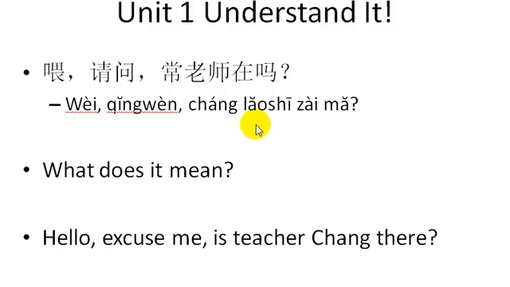Okay, so pay very special attention to the way 在 is used. 常老师在吗? Here we have 常老师, and ma makes it a question. So 在 is communicating the meaning of, in English, is there, right? Is Teacher Chang there? Okay. 喂，请问常老师在吗?